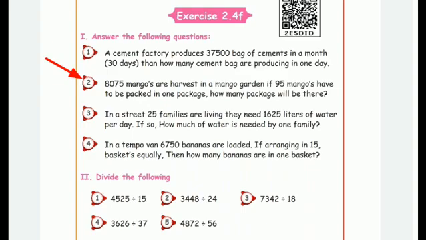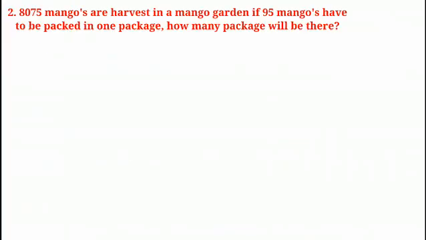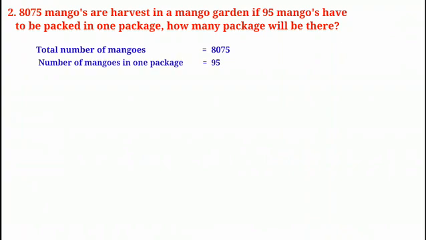8,075 mangoes are harvested in a mango garden. If 95 mangoes have to be packed in one package, how many packages will there be? Check your answer. Total number of mangoes equals 8,075. Number of mangoes in one package equals 95. Number of packages required equals 8,075 divided by 95.